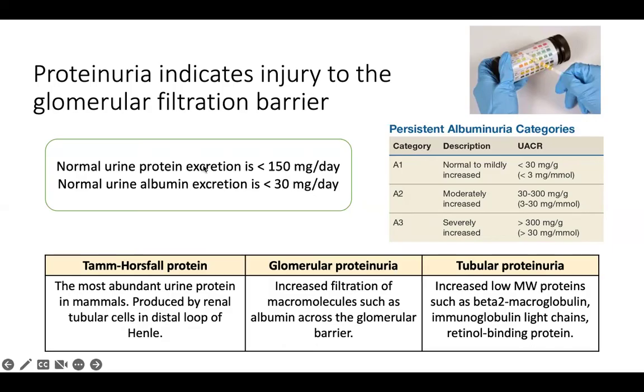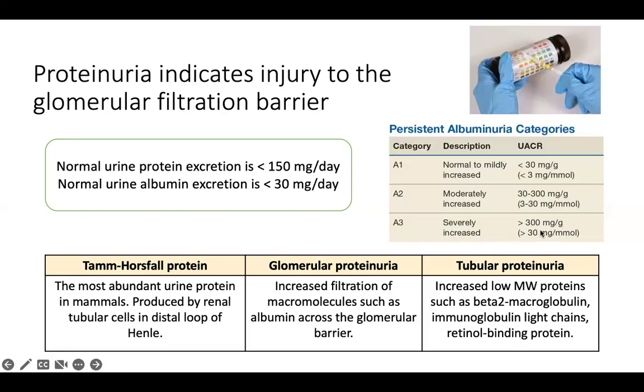So normal urine protein excretion is less than 150 milligrams per day, and normal urine albumin loss is less than 30 milligrams per day. And we actually have categories that you'll see when we're working up patients, in terms of how we categorize how much albumin they're losing in their urine. If someone's losing 30 to 300 milligrams per day of albumin in the urine, we call it microalbuminuria. And if it's above 300 milligrams per day, it becomes macroalbuminuria, and it's more concerning for more severe kidney disease.